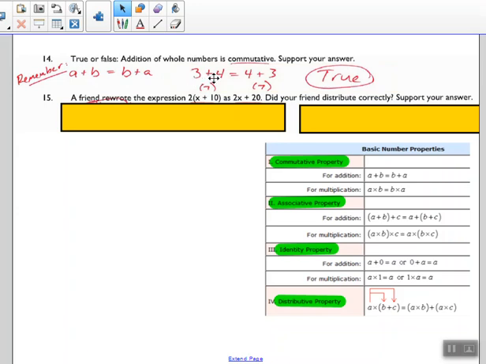So I want to prove that, and I just want to show it. A plus B is the same as B plus A, because the commutative property works for addition.